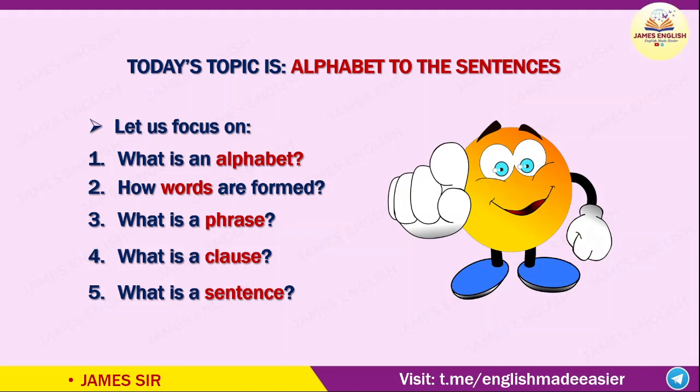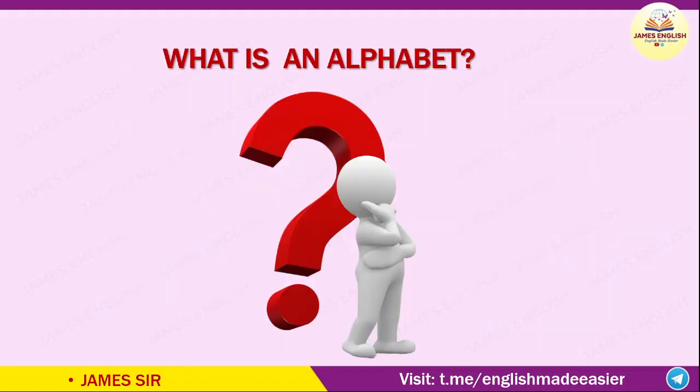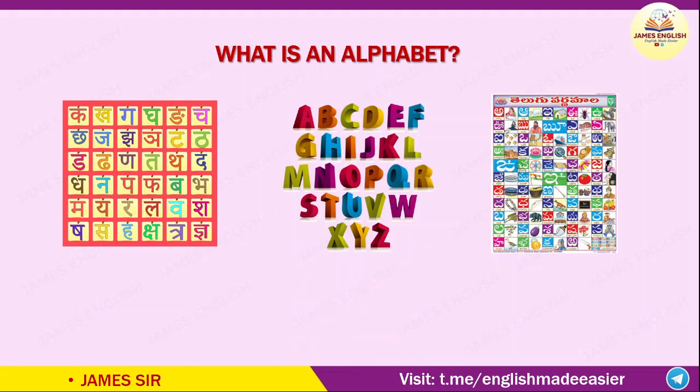In this chapter, let us focus on what is an alphabet, how words are formed, what is a phrase, what is a clause, and what is a sentence. Now let us start with a simple question. What is an alphabet? Please observe the following pictures. Okay, so what is an alphabet?